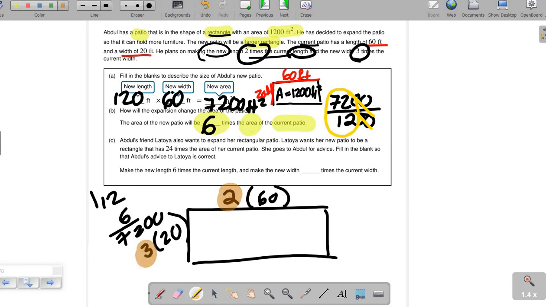2 times 3. Abdul's friend Latoya also wants to expand her patio. Her new patio is going to be a rectangle that is 24 times the area of her current patio. She asks Abdul for advice. Fill in the blanks so that Abdul's advice is correct. Make the new length 6 times the current length, and the new width, if we want 24, we have a 6, the new width must be 4 times the current width.